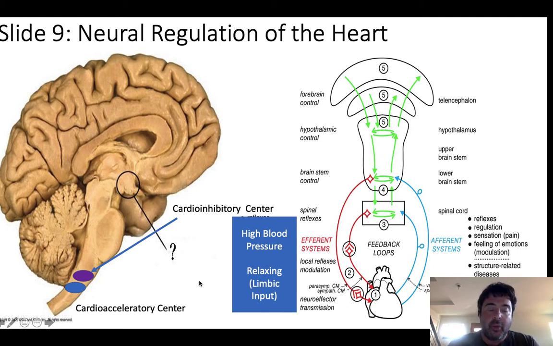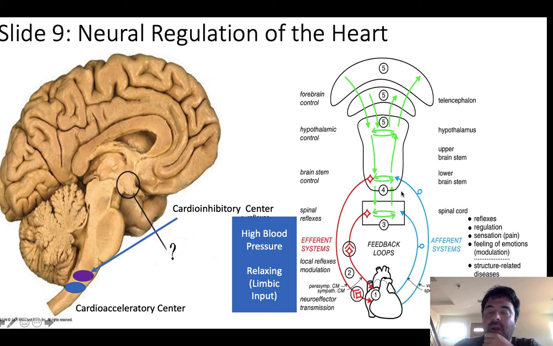Now, when you think about the different types of stimuli that would activate the cardioinhibitory center, let's say your blood pressure spikes and it gets too high, right? When you look at this diagram here, this is looking at the neuroregulation of the heart. Now, in order to regulate any organ, you always have to have sensory information coming in. So let's say blood pressure spikes, blood vessels start stretching too much, that sensory information travels along nerves and ultimately makes its way to the brain, right? You have to have sensory information coming in order to coordinate motor information going out. So that's where you see the afferent and efferent systems here.